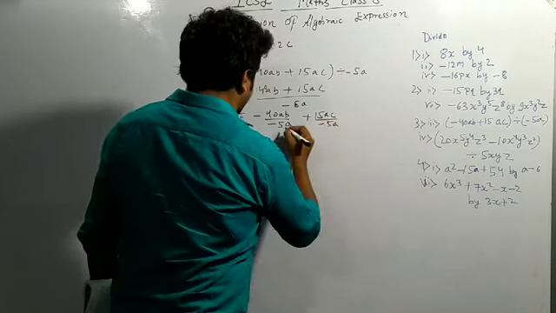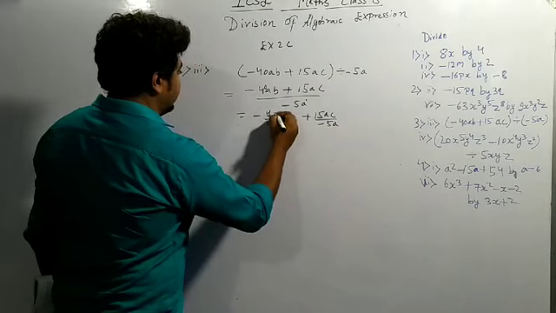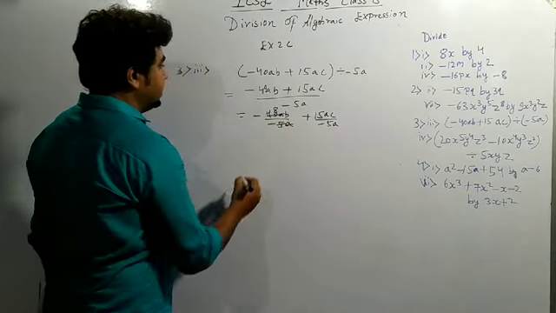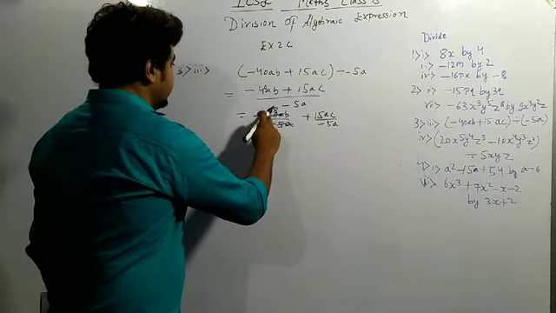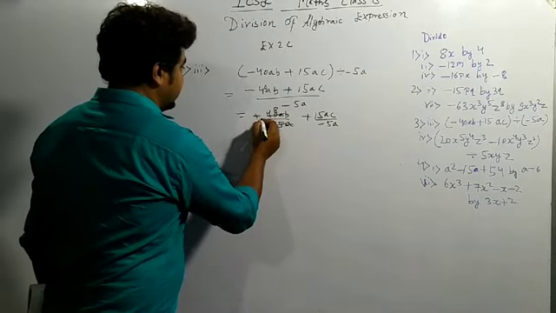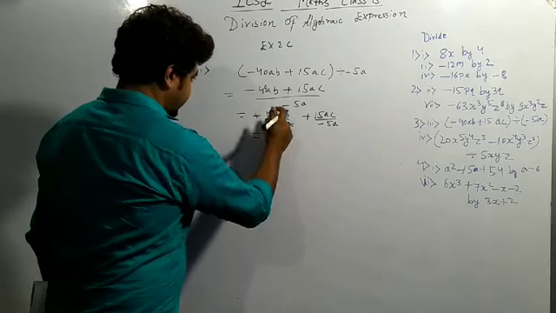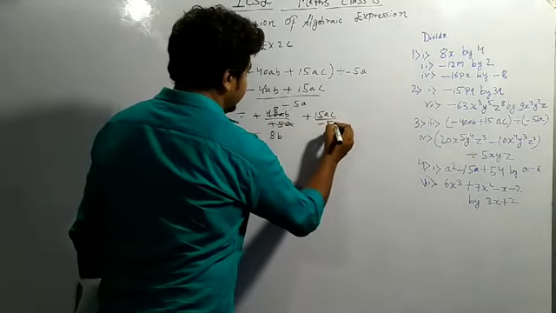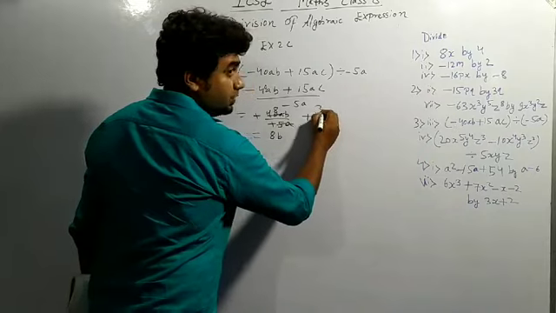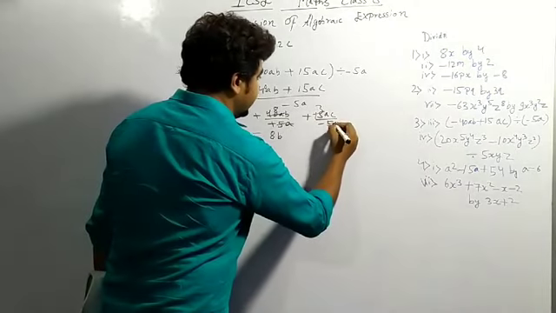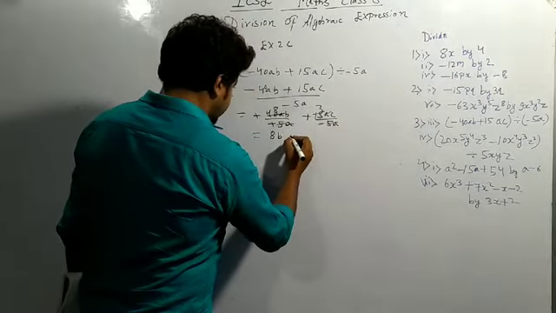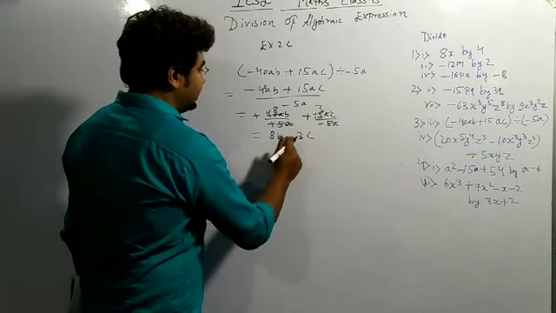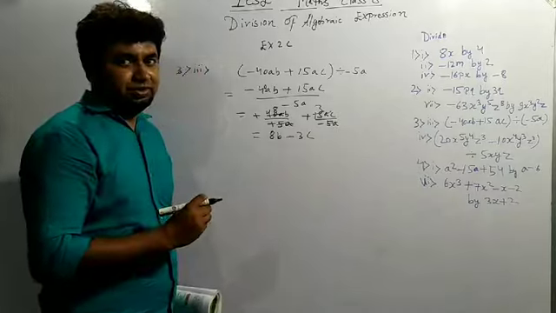So here we take minus 5 into 8, and this a and a will be cancelled. So what is left here? Minus 8, and minus minus will also be cancelled. So here left is 8b, and here 5 threes are 15, and then a and a get cancelled. So what is left here? Minus 3c. So the answer is 8b minus 3c.